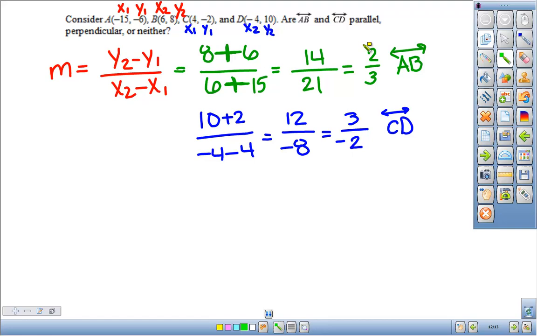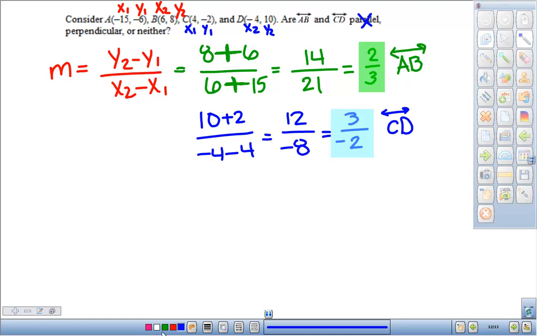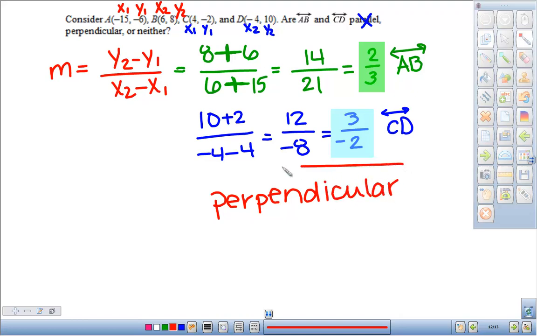So if you look at how these compare, we have 2/3 and -3/2. Okay, parallel, they should be the same. These are not the same, so they are not parallel. Perpendicular, they should be opposite reciprocals. Okay, did we flip the fraction? So 2/3, did it become 3/2? Yes. And did we change the sign? We went from positive to negative. Yes. So these are perpendicular lines, because their slopes are opposite reciprocals.